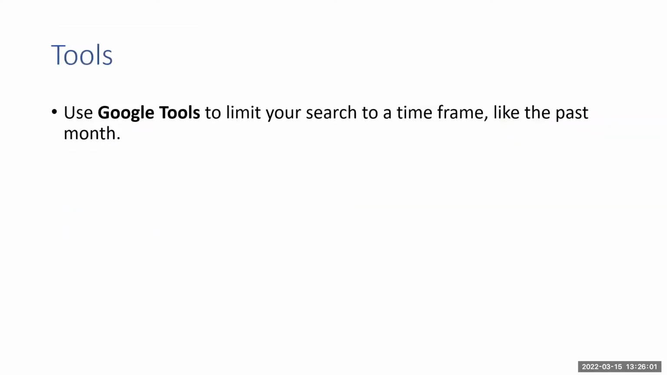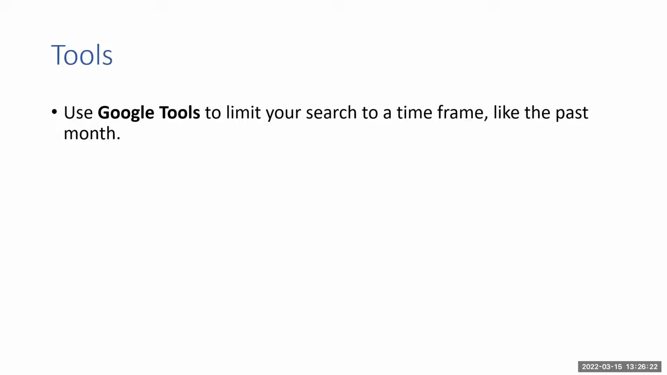And don't forget Google's tools. One of the ones I use the most is to limit my search to a time frame like the past month, because that way you'll get the latest newspaper articles usually. They get published a lot faster than journal articles do.